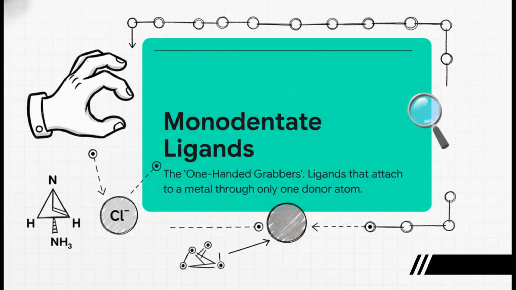So first up, we've got the simplest ones, monodentate ligands. These are your one-handed grabbers. Think of something like ammonia, NH3, or a chloride ion, Cl-. They just latch on at one single point. And because it's only a one-handed grip, the complexes they form are, well, not super stable.